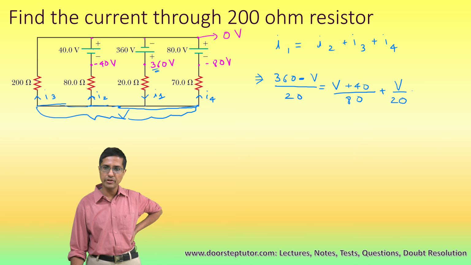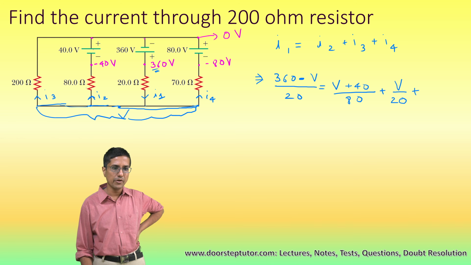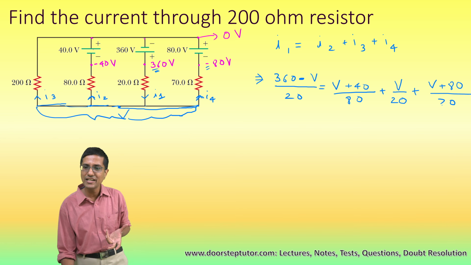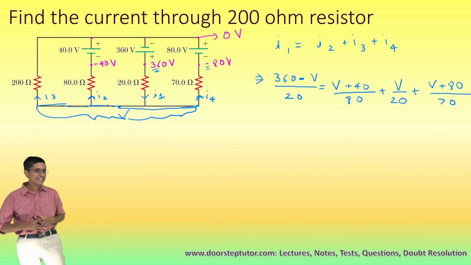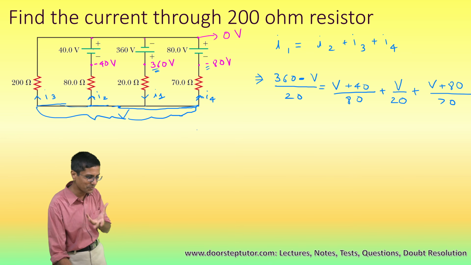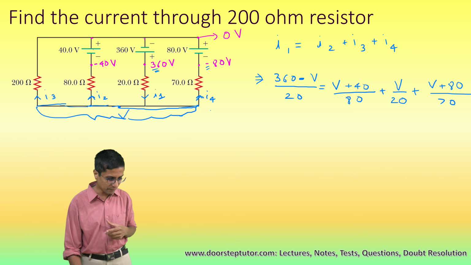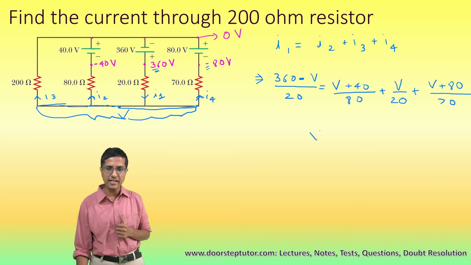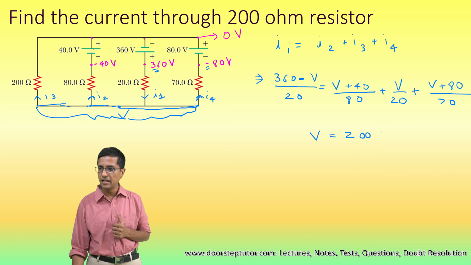So, it becomes 20 plus this I4, which starts from a voltage of V. And this current I4 goes to which voltage? Minus 80. Minus of minus is plus. So, I write it like this, divided by 70. Single equation, one simple equation in terms of V. Look how beautiful it looks, how simple it looks. You can solve for the value of V. If you were to do that, then the value of V would come out to be 200 volt.